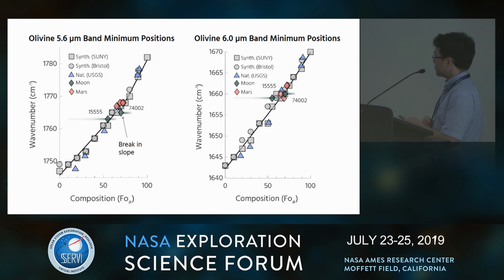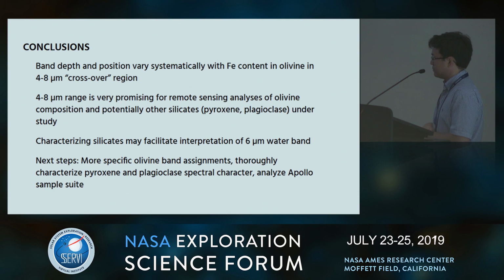So the key takeaways are that band depth and position, but especially band position, vary systematically with iron content in olivine in this 4 to 8 micron spectral crossover region of the infrared. And I think this spectral range is promising for remote sensing analysis of olivine composition and potentially other silicates, pyroxene and plagioclase, which are currently under study.